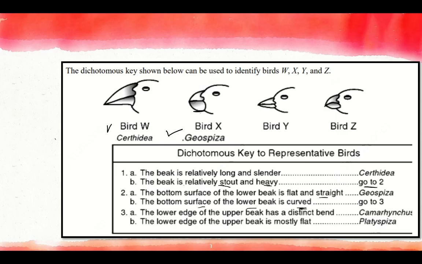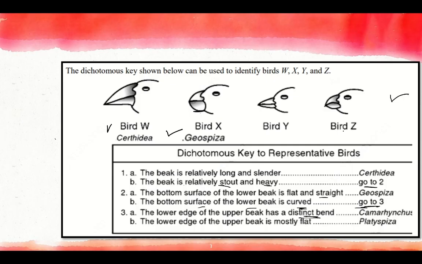So we are left with only two birds, bird Y and bird Z. Both birds have a curved lower beak. So we have to go to point number 3. Point number 3 says the lower edge of the upper beak has a distinct bend. So it is very clear if you look at bird Y and bird Z.